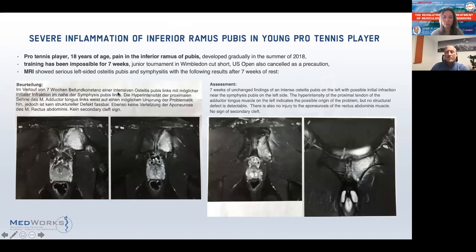This is another professional sportsman, a very good tennis player. At the age of 18, he had a severe inflammation of his pubic bone. They told him to rest because he had to quit the tournament of Wimbledon, the junior Wimbledon, and the US Open was cancelled for him because of this bone marrow edema and the bad pain that he had.